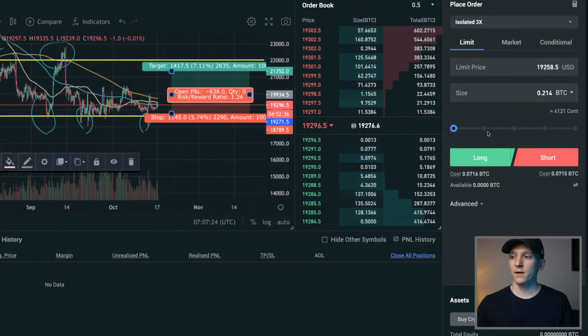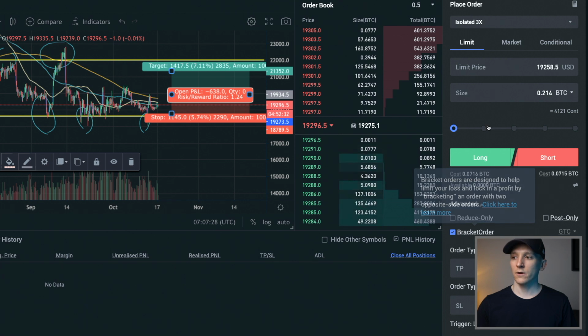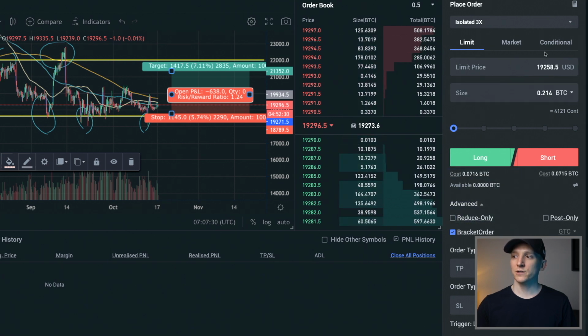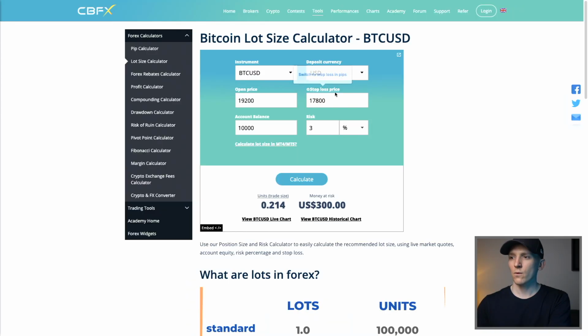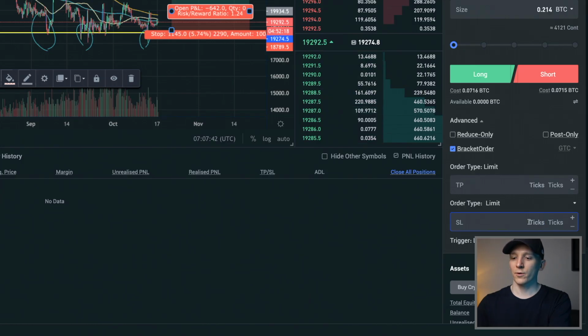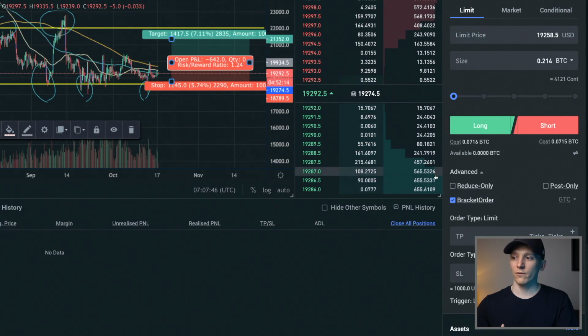So what we can do right here is go to advanced, and you can see bracket order. I would put that on. Choose how much that you want to trade into and the price. As you can see here, a bracket order is using that take profit and stop loss. As we know, the stop loss down here was 17,800. So you can definitely put that in here, 17,800. And the take profit is this level up here around 21,000.